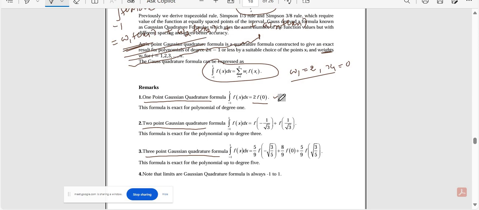Okay, in the 2-point Gaussian quadrature, there are 2 terms. So your w1 will be 1, w2 is also 1, your x1 is -1 by root 3, and x2 is 1 by root 3. So the integral from -1 to 1 of f of x dx is equal to f of -1 by root 3 plus f of 1 by root 3. This is your 2-point Gaussian quadrature formula. Done, everybody?